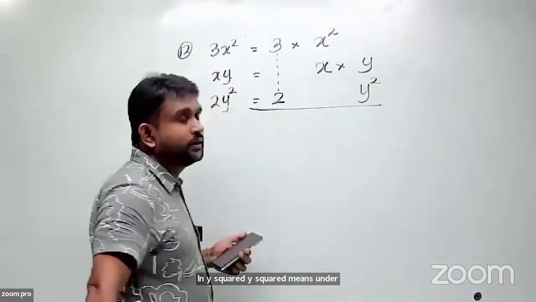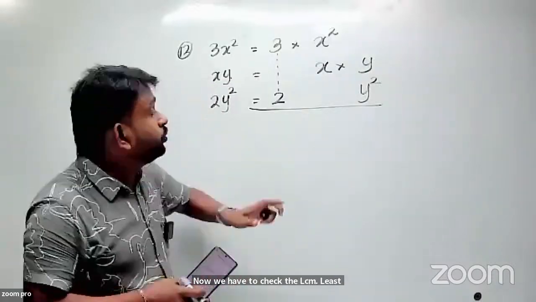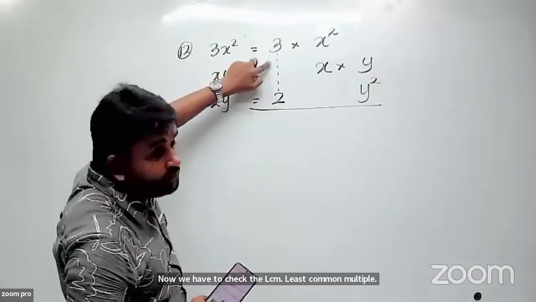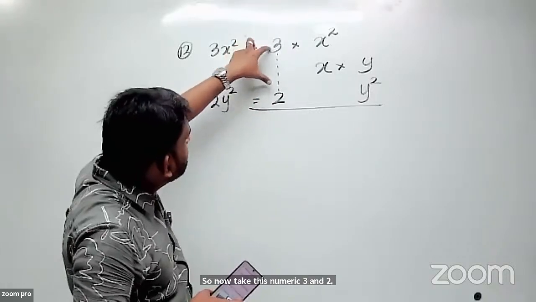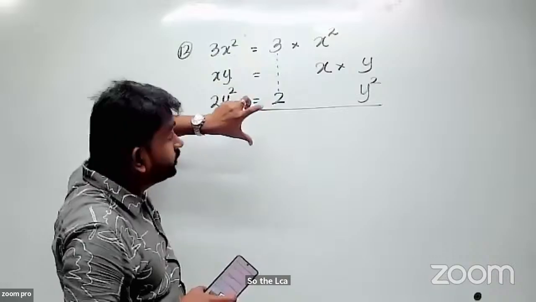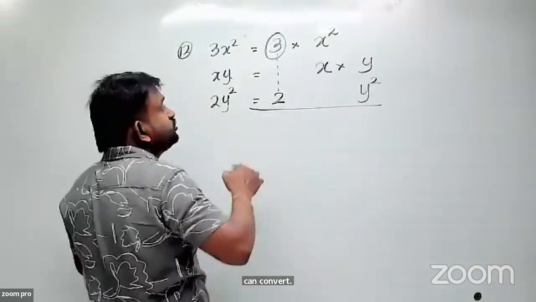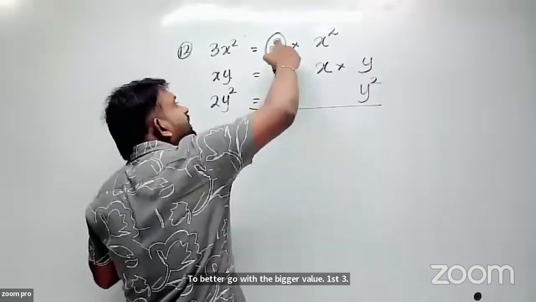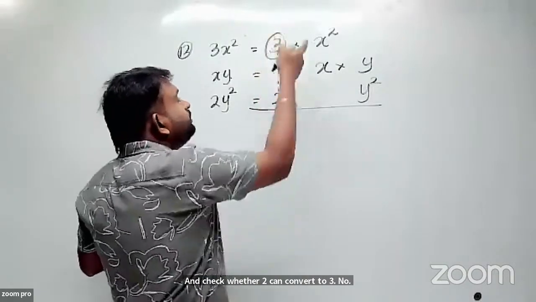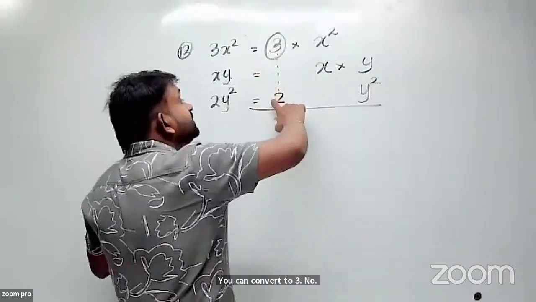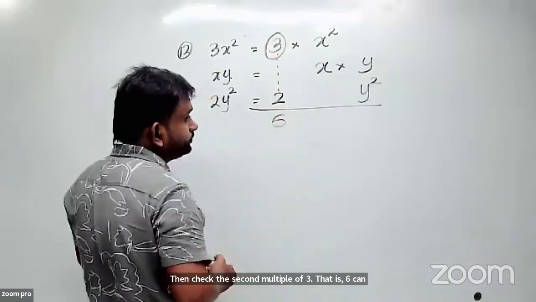Now that's it. Now you have to check the LCM, the least common multiple. So now take the numerics 3 and 2. The LCM means the smallest value that 3 and 2 can convert. Better to go with the bigger value first, 3, and check whether 2 can convert to 3. No. Then check the second multiple of 3, that is 6. Yes, 2 can convert to 6. Then out of these two, the LCM is 6.